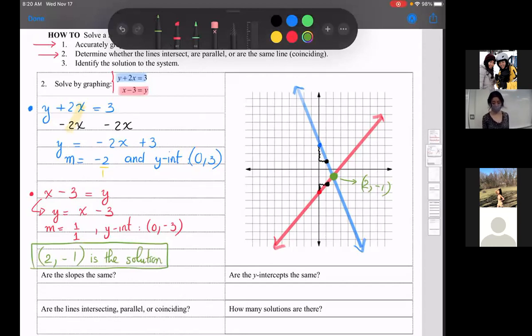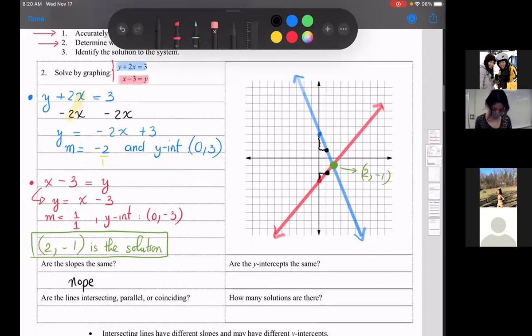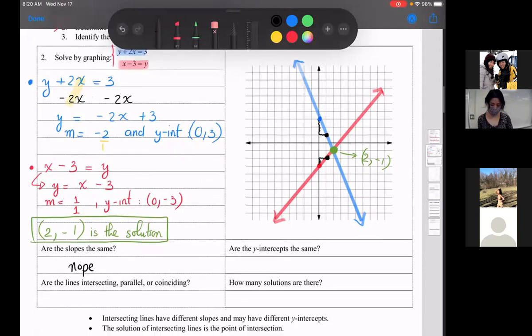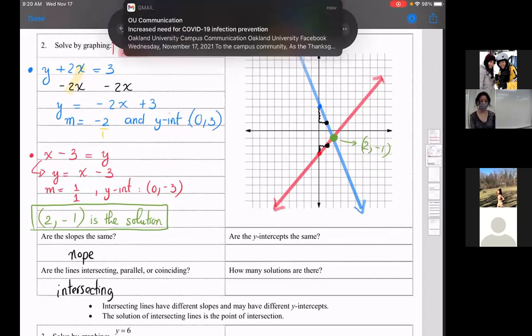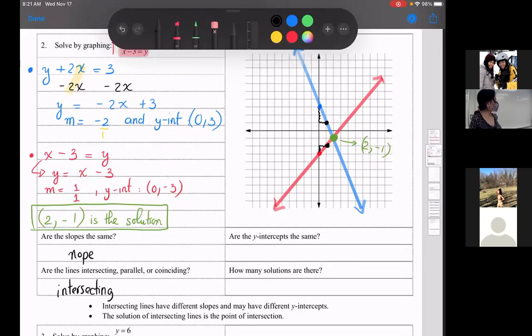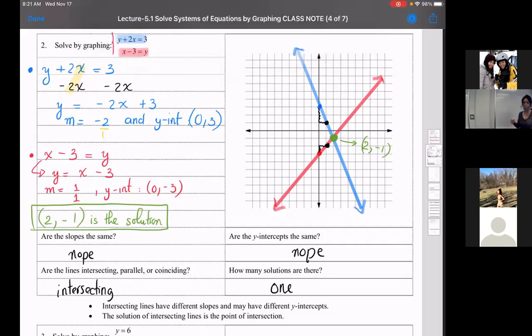Are the slopes the same? No, right? Nope. Are the lines intersecting, parallel, or coinciding? Intersecting. Are the y-intercepts the same? No, right? How many solutions are there when they intersect? 1, right? So when they intersect, everything is pretty much different, like me and you, different people.